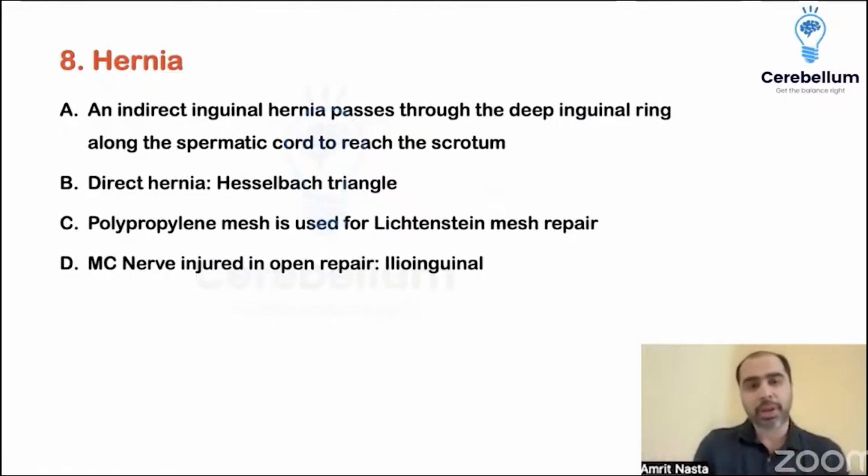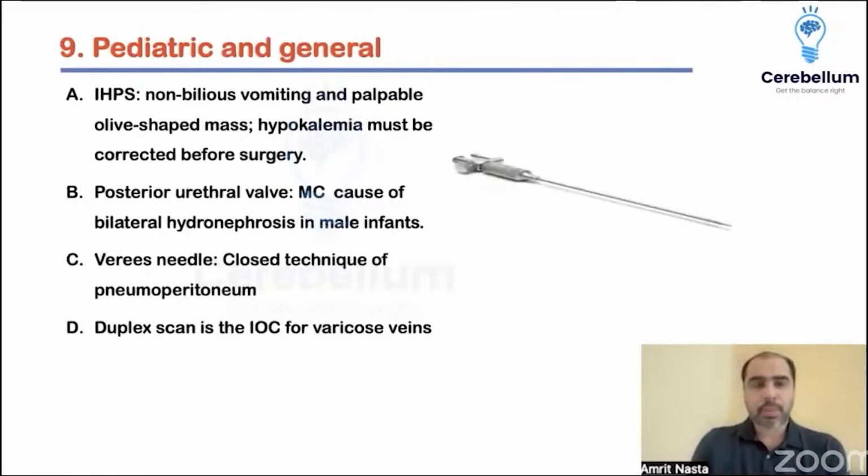Whenever I'm doing a mesh repair for inguinal hernia, I use Prolene mesh. And I can do open repair, which is called Lichtenstein, which is onlay repair. Or I can do laparoscopic repair, TAPP, which is pre-peritoneal. In both, we use Prolene mesh. Open repair, most common nerve injured, ilioinguinal. Laparoscopic repair, lateral cutaneous nerve of thigh. Remember these points.